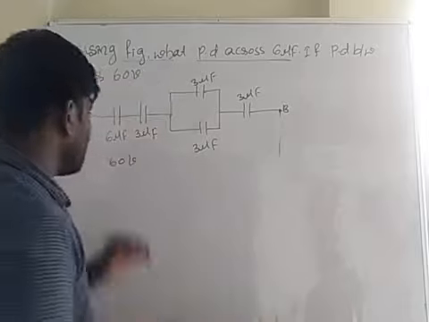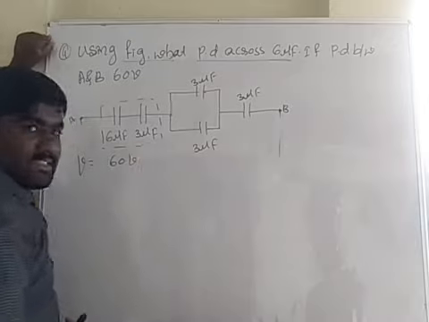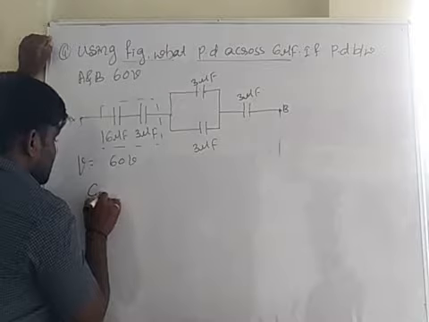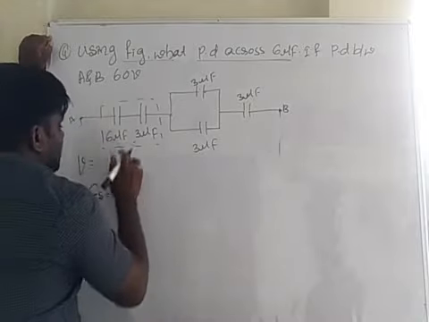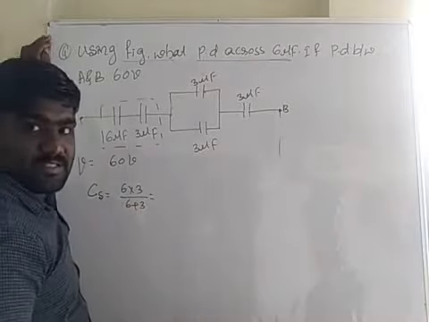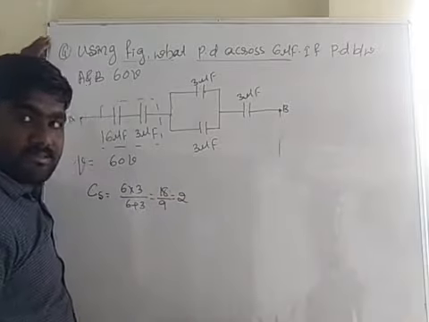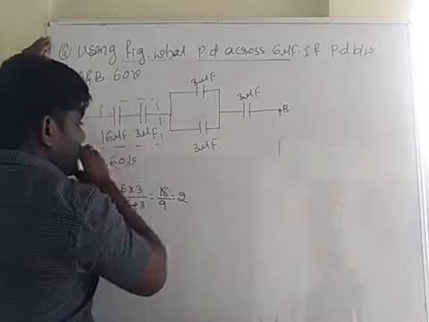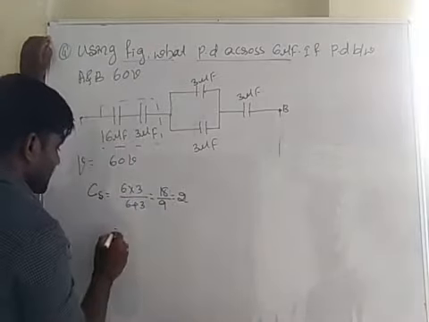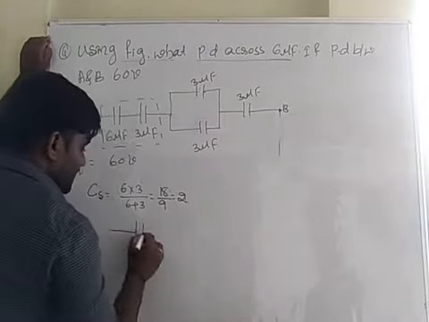These two capacitors are in series. So CS is equal to 6 into 3 divided by 6 plus 3, that is C1 C2 divided by C1 plus C2. It will be 18 divided by 9, which is 2 microfarad. Now the diagram will be redrawn like this, with the 2 microfarad effective capacitance.